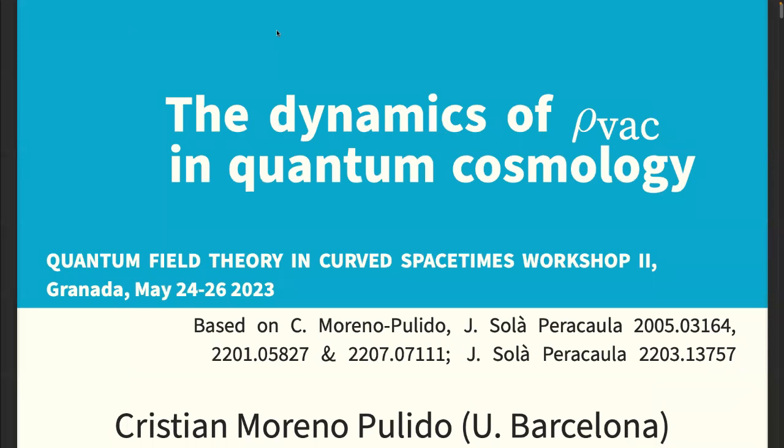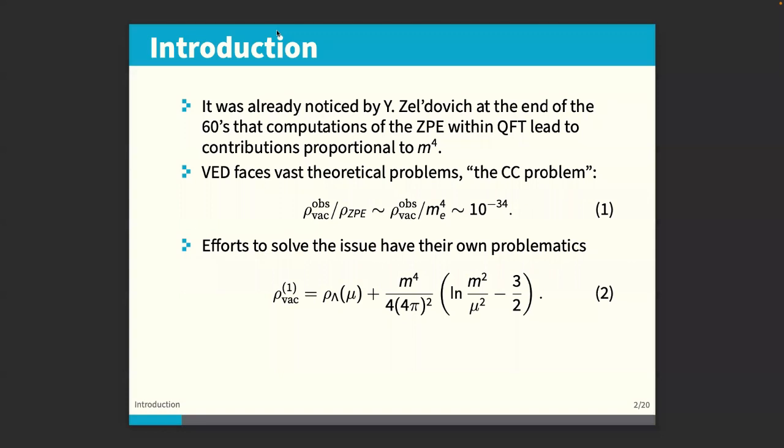So it was Zeldovich, a Russian physicist in the 60s, who first noticed that naive predictions within quantum field theory of the zero-point energy could lead to enormous contributions of the order of m to the fourth, where m is the mass of a particle of the standard model.